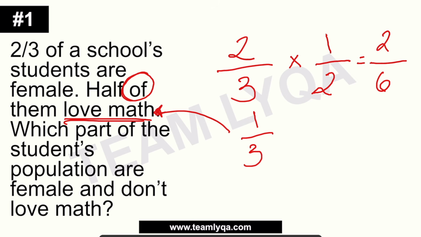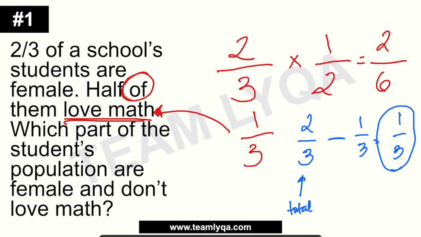Pero, okay, ingat kayo doon kasi medyo may tricky part dito sa tanong. Ang hinahanap is which part of the students' population are female and don't love math. So, kung 1/3 they love math, ano yung ayaw naman ng math or hindi love ang math. So, ang gagawin natin is just 2 over 3, which is yung total female, minus yung 1/3 who love math. Ang sagot ay 1/3 din. Okay? So, yan yung ating explanation. The answer is 1/3. Alright?